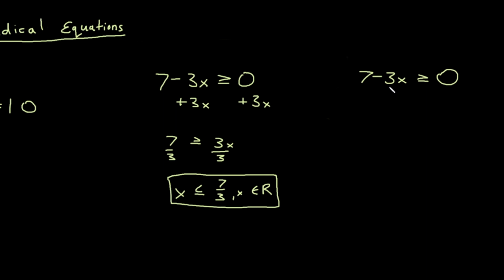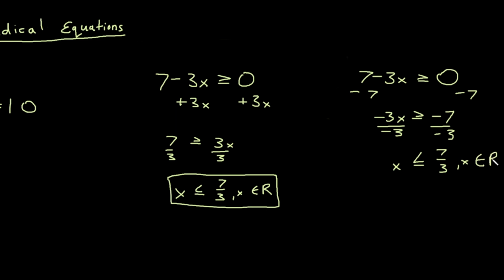However, over here, say we want to keep 3x on this side, so we'll subtract 7, we have negative 3x has to be greater than or equal to negative 7. Now, just a note for inequalities, if you ever divide or multiply by a negative number, you have to make sure to switch the sign of your inequality. So, for example, if I divide by negative 3, I need to switch the sign the other way. So we'd have x, and these two negatives cancel out. x is less than or equal to 7 over 3. x belongs to real.